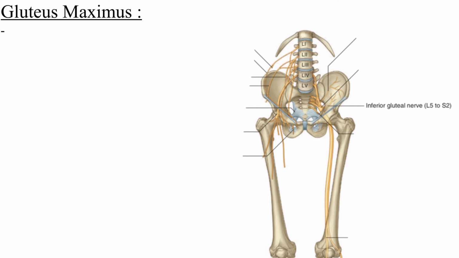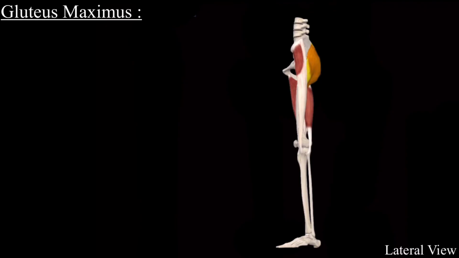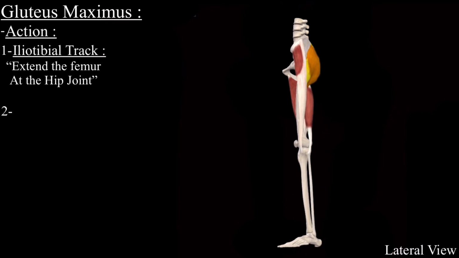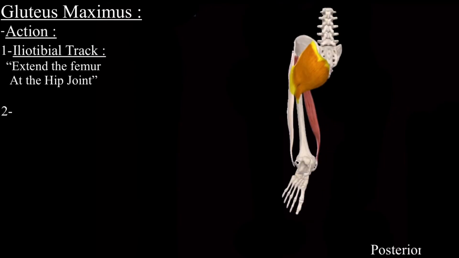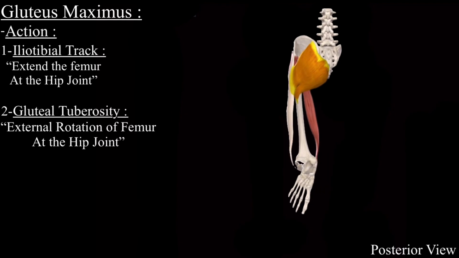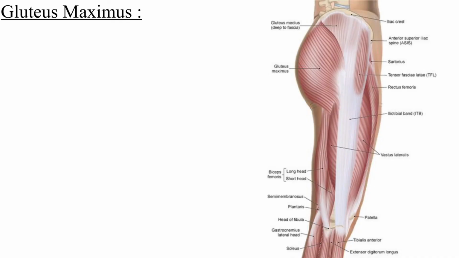Next is the nerve innervation. The Gluteus Maximus muscle is innervated by the inferior gluteal nerve. There are two main actions of the Gluteus Maximus muscle. Through its insertion on the iliotibial tract, it extends the femur at the hip joint. Number 2. Through its insertion on the Gluteal Tuberosity, it mainly rotates the femur at the hip joint. Because the Gluteus Maximus muscle has two insertion points, that's why it has two actions.